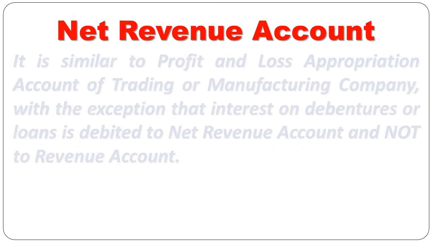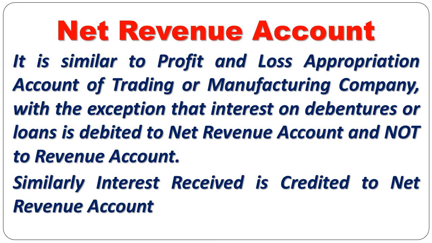The net revenue account is similar to the profit and loss appropriation account. We prepare it in the same manner, except for one change. Interest on debentures, interest on loans and interest on investments, which we used to consider in the profit and loss account, will not be considered in the revenue account. Instead, they will be considered in the net revenue account, either debit or credit: if interest on debentures is debited, interest on investment will be credited. This is the most significant item pertaining to the net revenue account. Besides that, everything is the same.